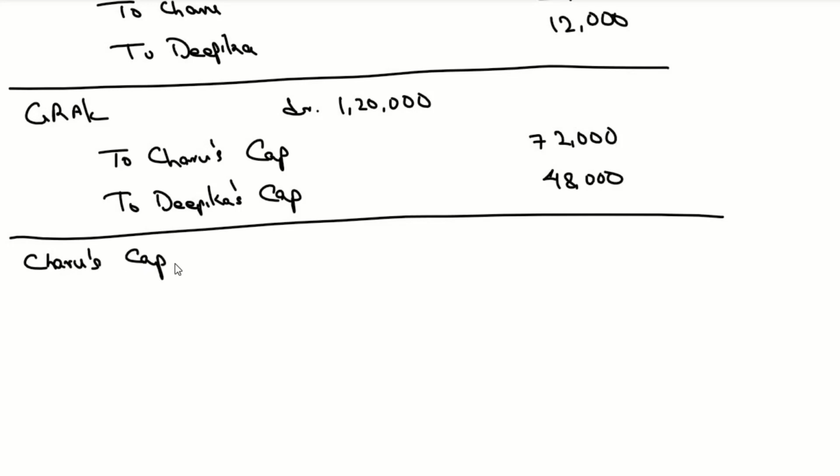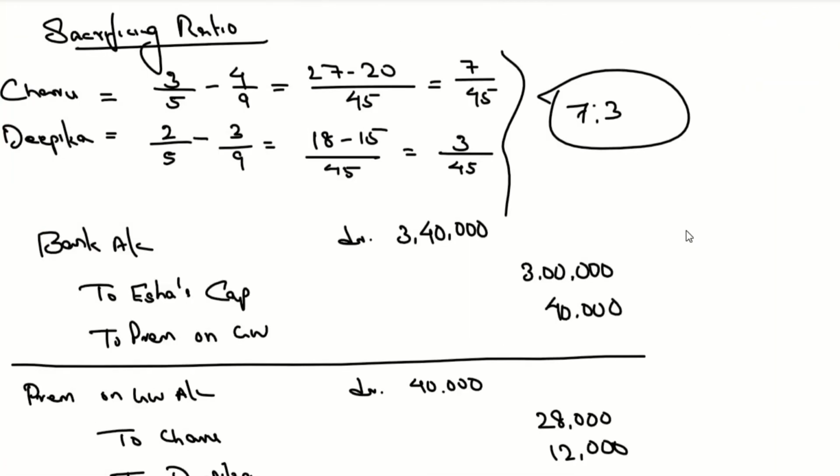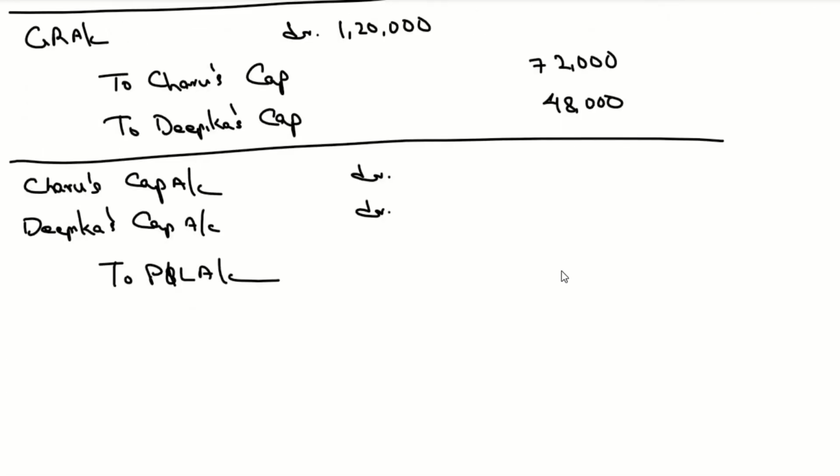Charu's capital account, Deepika's capital account, debit to P&L account. So the P&L account balance is 40,000. This will be divided to partners' capital in 3:2 ratio. So that is going to be 24,000 and 16,000.